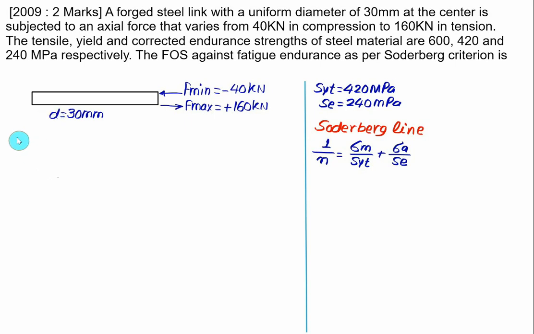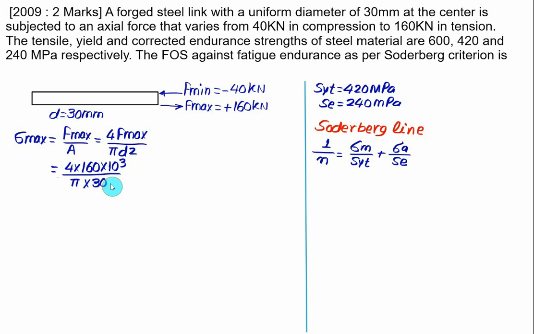So let's first calculate the value of sigma maximum. Sigma maximum is the same as F max divided by area, which for a circular section is 4 times F max divided by pi d squared. The maximum force is 160 kilonewton, that is 160 into 10 to the power 3, divided by pi into d squared, with d equal to 30. So we get the maximum stress close to 226.47 megapascal.